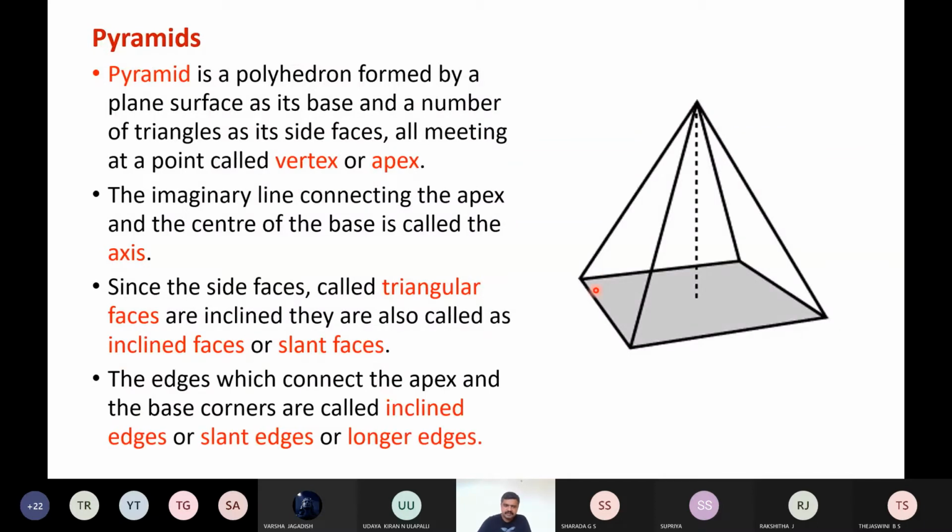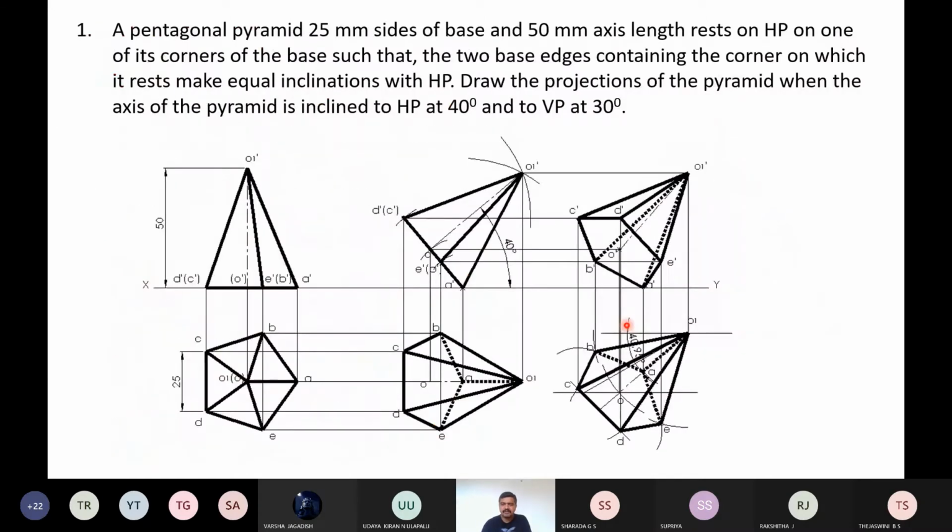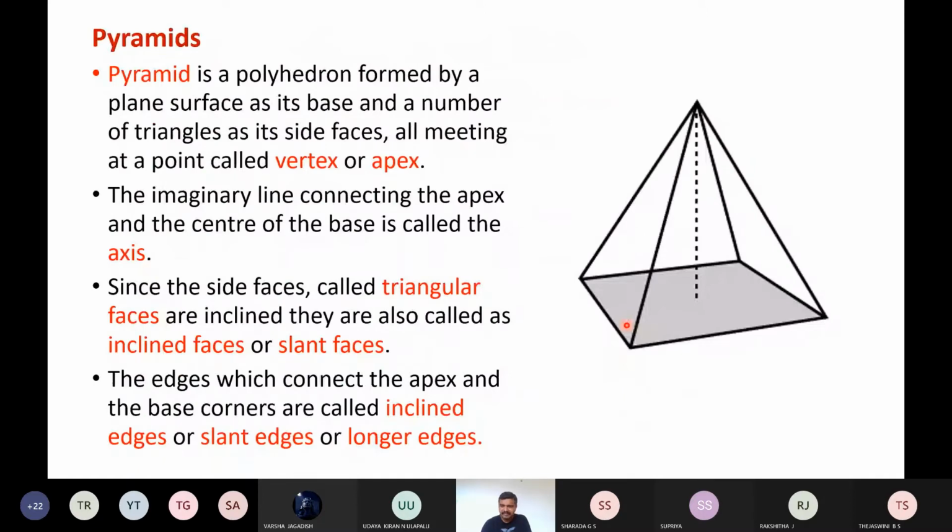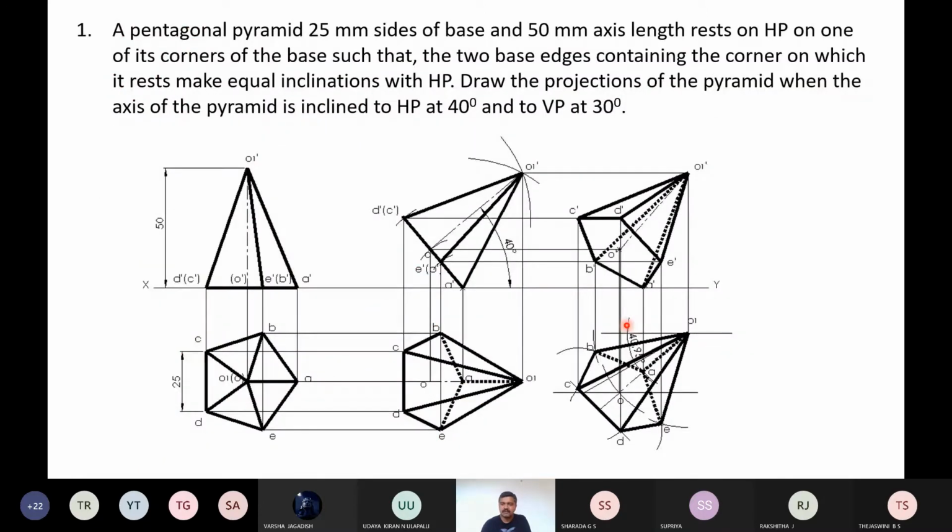The edges which connect the apex and the base corners are called inclined edges, slant edges, or longer edges. All three terms convey the same meaning. Next, consider a problem. I already shared a video, and in that video you can understand the concept: initially how we are going to keep a solid, and why we keep that solid like that. All of that I explained in that video.